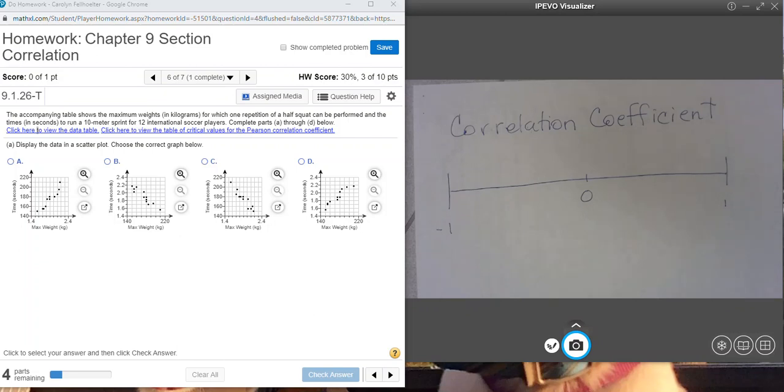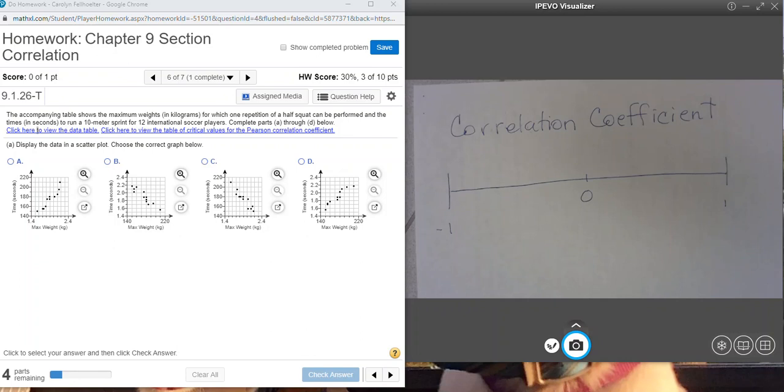This is a homework problem out of Chapter 9, Section 1 on correlation. So the problem says the accompanying table shows the maximum weights in kilograms for which one repetition of a half squat can be performed and the time in seconds to run a 10-meter sprint for the 12 international soccer players.